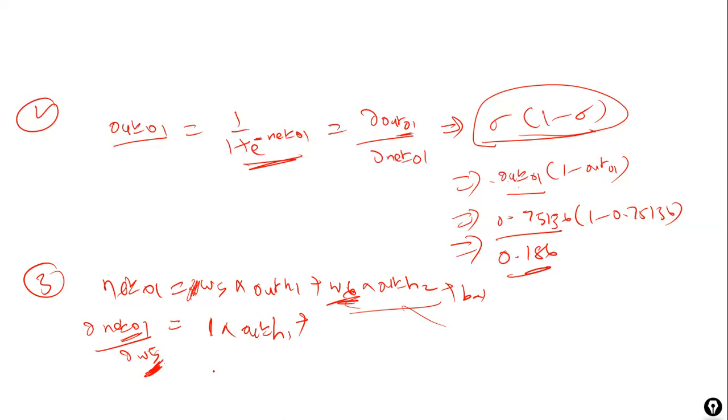So if you solve this one, you get only out H1. What is out H1? Now we need to plug in all these values, 1, 2, 3. And if you multiply this one, you will get the optimal value for your weight W5. Weight W5. Got it?